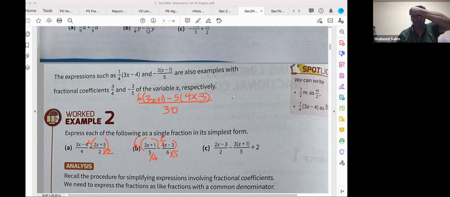6 times 3, 18x. I'll just put equal like that. Now, the whole thing is over 30. Notice I already combined them already. Okay. 6 times 3, 18x. Okay, here, let's see. 6 times 1 is 6.